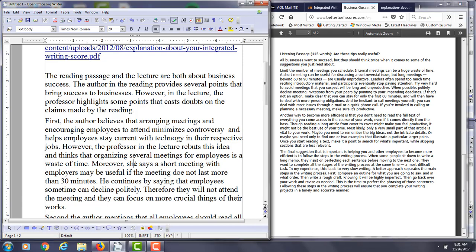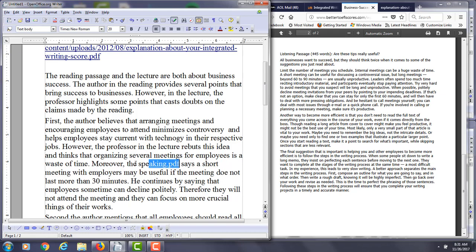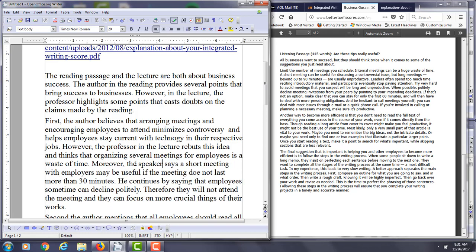Moreover, the speaker says that short meetings, it says long meetings beyond 60 minutes, right? So 60 to 90 minutes. So you might say here, a professor in the lecture rebuts this idea and thinks that organizing several meetings for employees is a waste of time.